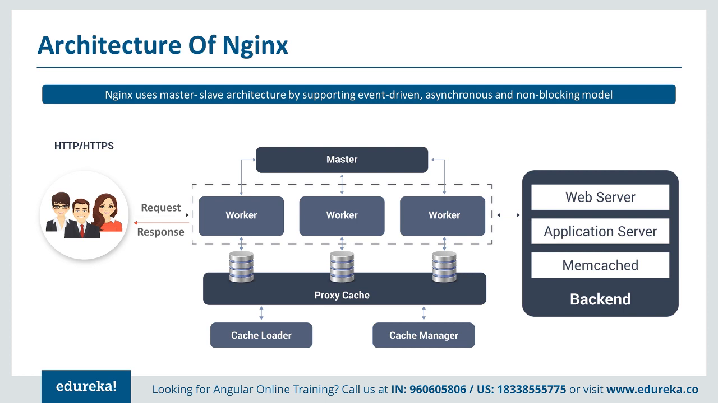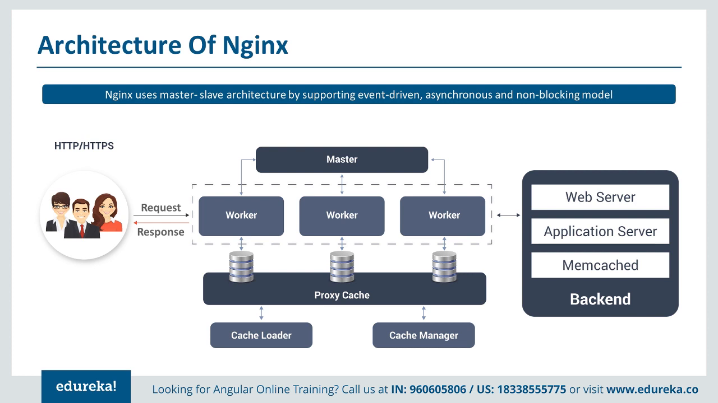Master slave concept: user makes a request, it comes to the worker threads, worker server, and a proxy caching mechanism, cache loader, cache manager. It works on a master and slave. That means you will have one server as a master, others are workers.